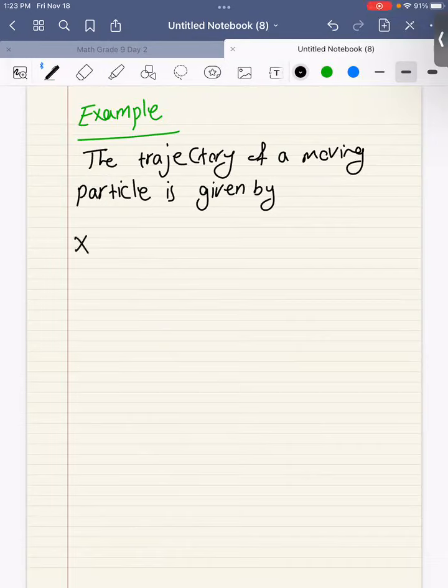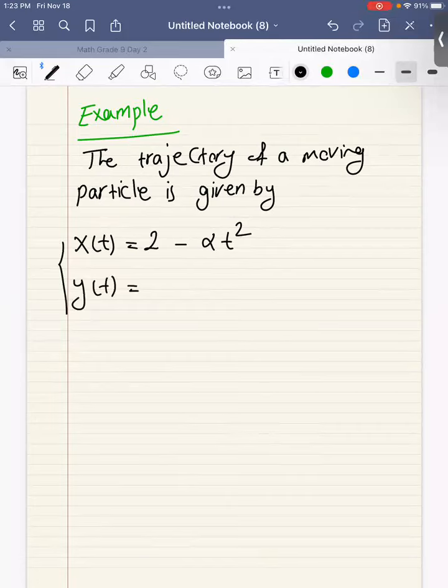So x of t is 2 minus alpha t squared. I will tell you what alpha is. And y of t is equal to beta times t plus gamma times t cubed.